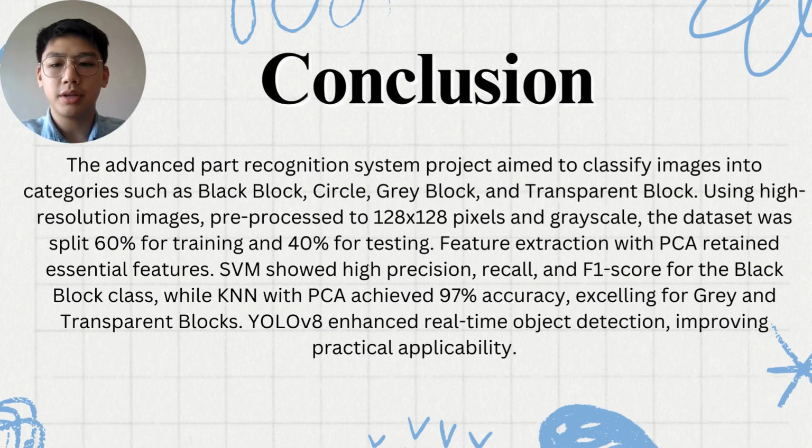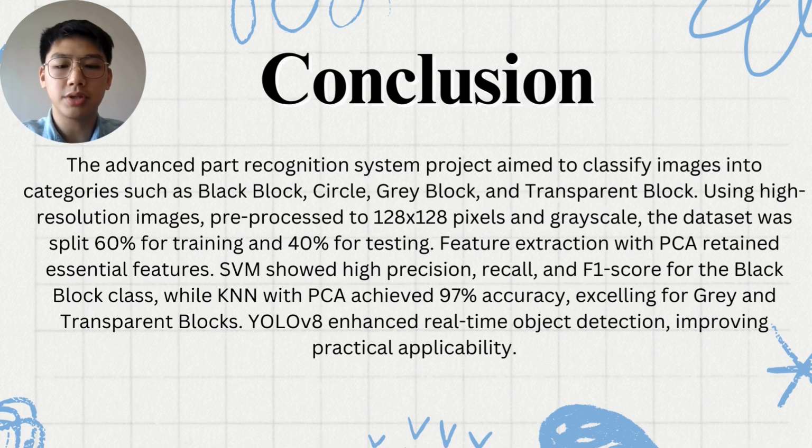For the conclusion, the Advanced Part Recognition System project aims to classify images into categories such as black block, circle, gray block, and transparent block. Using high-resolution images preprocessed to 128 by 128 pixels and grayscale, the dataset was split 60% for training and 40% for testing. Feature extraction with PCA retained essential features.